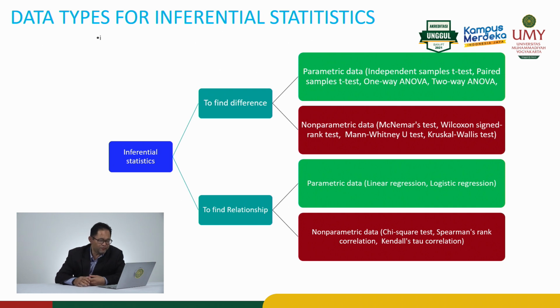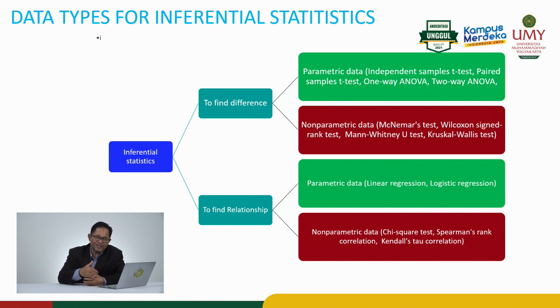And then if you would like to find the relationship between two variables or more, if your data is parametric, you will use certain instruments to analyze, like linear regression, logistic regression. This is to find the relationship, where the data must be parametric.